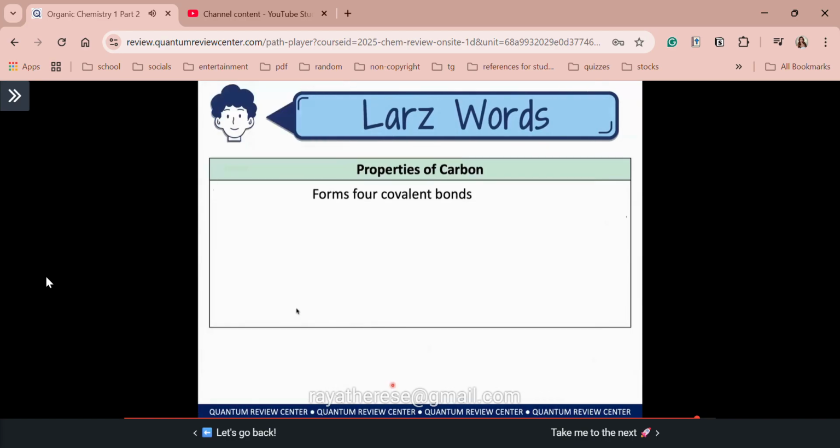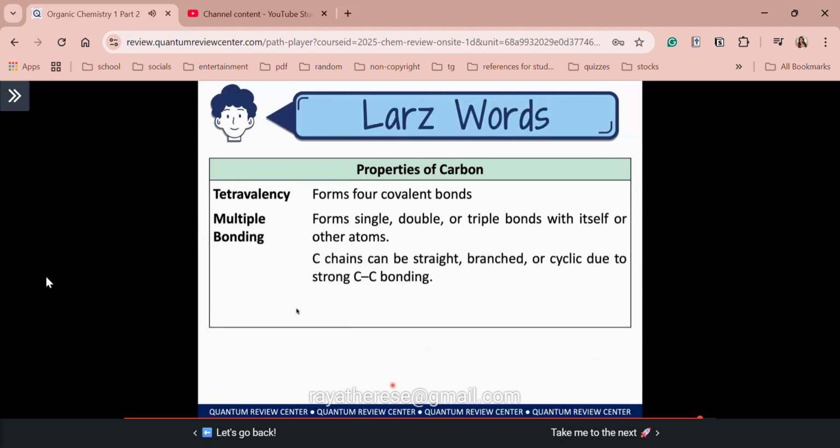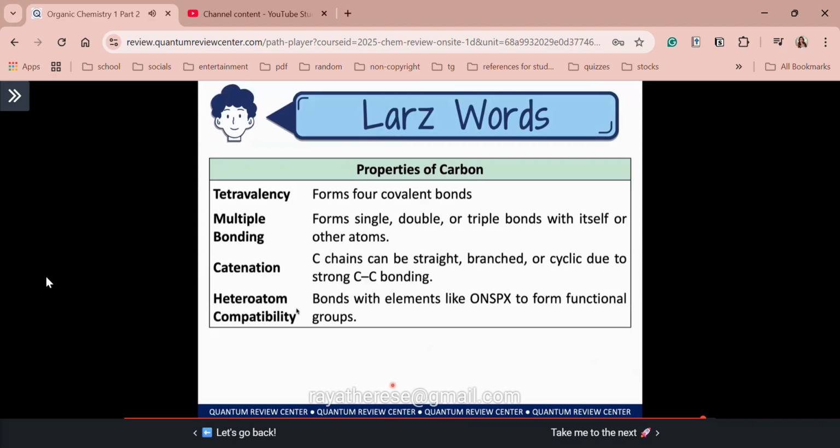Class, next summary is on our properties of carbon. Recall, first property: forms 4 covalent bonds. That is your tetravalency, diba? Second, it forms single, double, or triple bonds with itself or other atoms. Sir, multiple bonding yan. Yes. Thirdly, your carbon chains can be straight, branched, or cyclic due to the strong single carbon-carbon bonding. And that is your catenation. And lastly, class, the ability of your carbon to bond with other elements, particularly your heteroatoms, to form different functional groups. That's your heteroatom compatibility. Okay, so class, that's it for our properties of carbon.